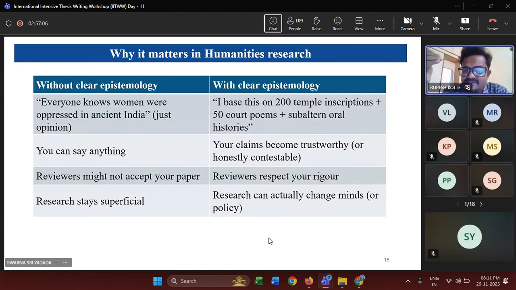So I based this on 200 temple inscriptions, that's the data, 50 court poems, and subaltern oral histories. When you are without a clear epistemology, you can say anything, which will be merely your opinions. But your claims become trustworthy or honestly contestable when you have a clear epistemology. Sometimes reviewers might not accept, when you submit your papers, they ask, yes.